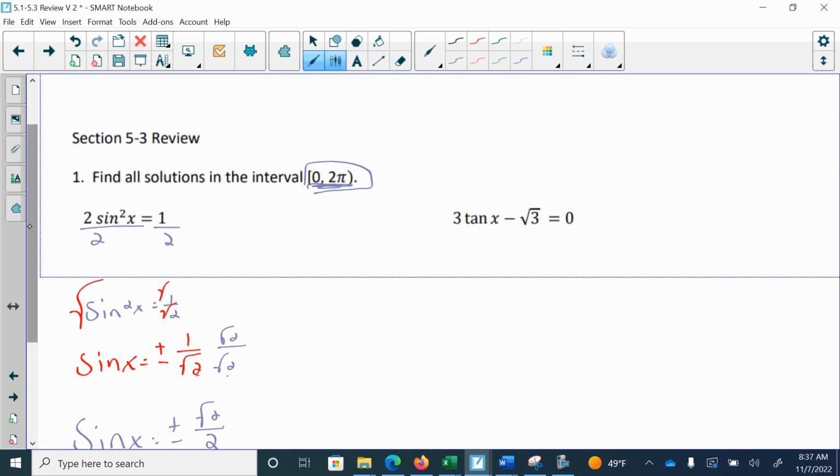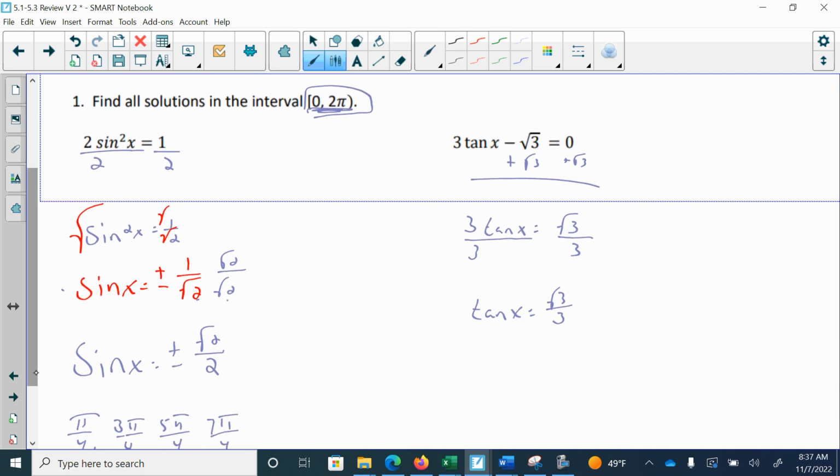Okay, on the next one, I have 3 tangent x minus the square root of 3 is equal to 0. The first thing I'm going to do is add the square root of 3 to both sides. And when I do that, I end up with 3 tangent x is equal to a positive square root of 3. Divide both sides by 3. Isolate that tangent on one side by itself. So I get the tangent of x is equal to the square root of 3 over 3. Notice I did not take the square root, which means I don't have plus or minus. I just have a positive square root of 3 over 3.